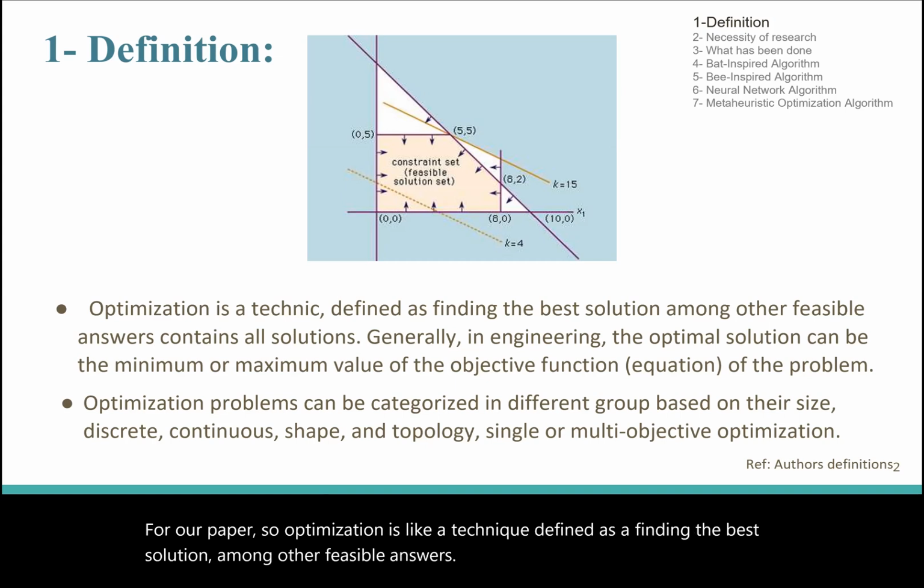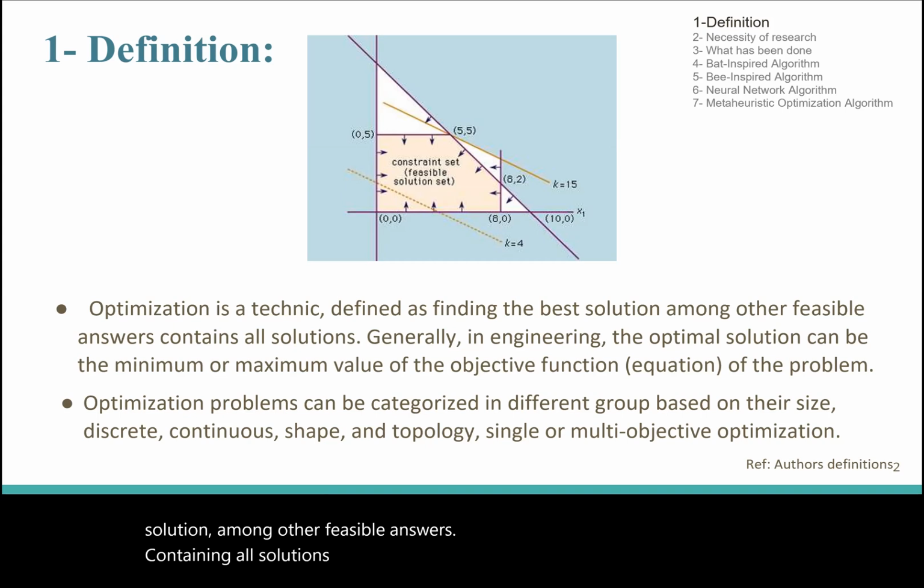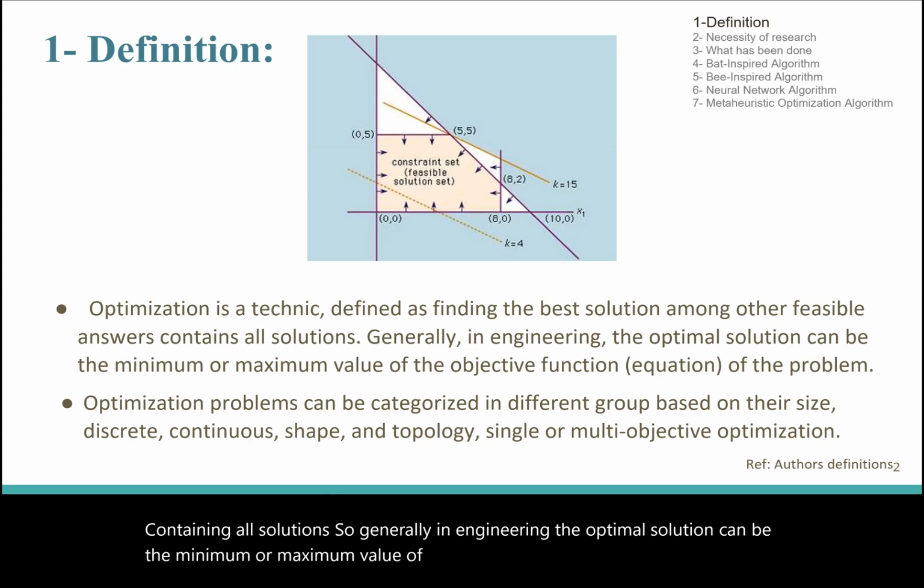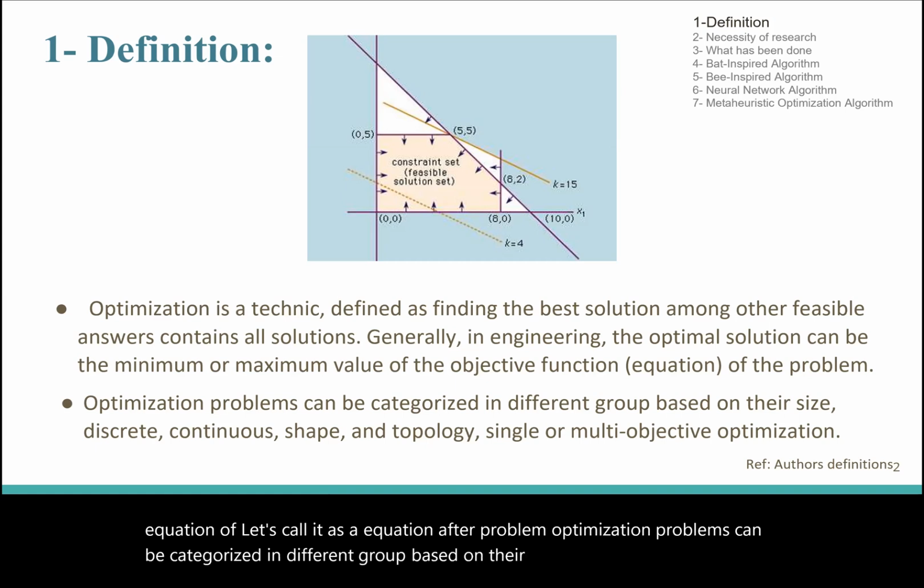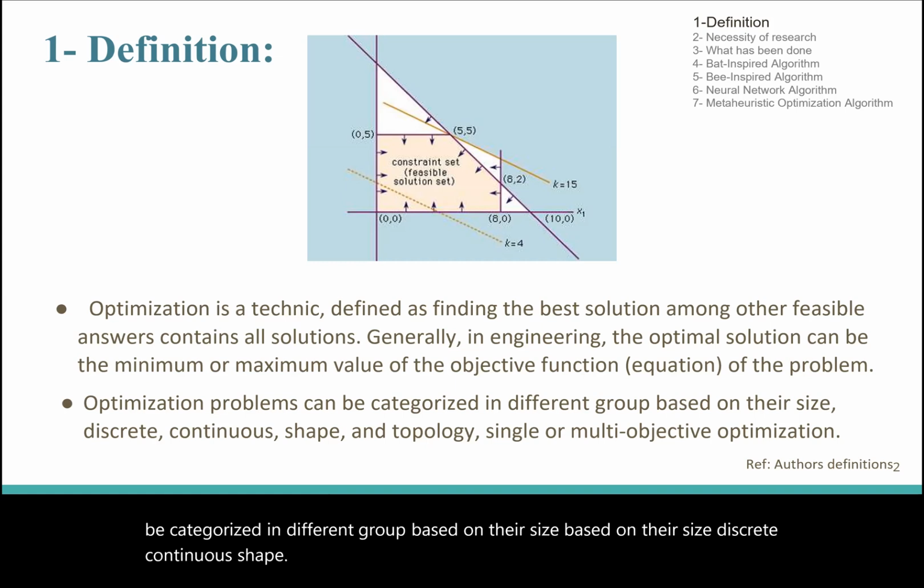containing all solutions. Generally in engineering, the optimal solution can be the minimum or maximum value of the objective function, which is the equation of the problem. Optimization problems can be categorized in different groups based on their size: discrete, continuous, shape, topology, single or multi-objective optimization.